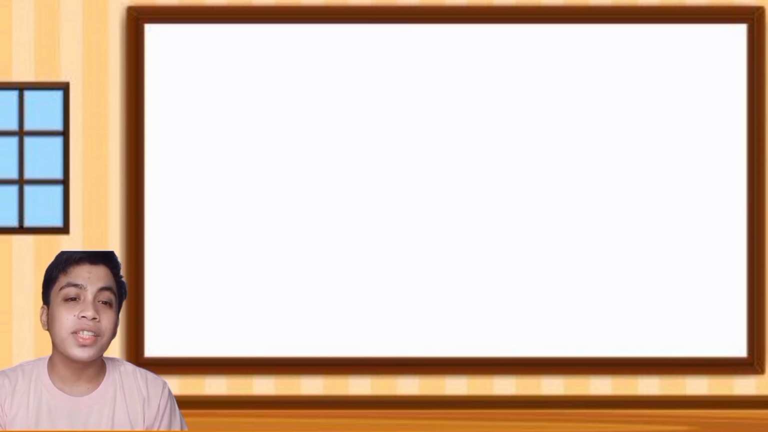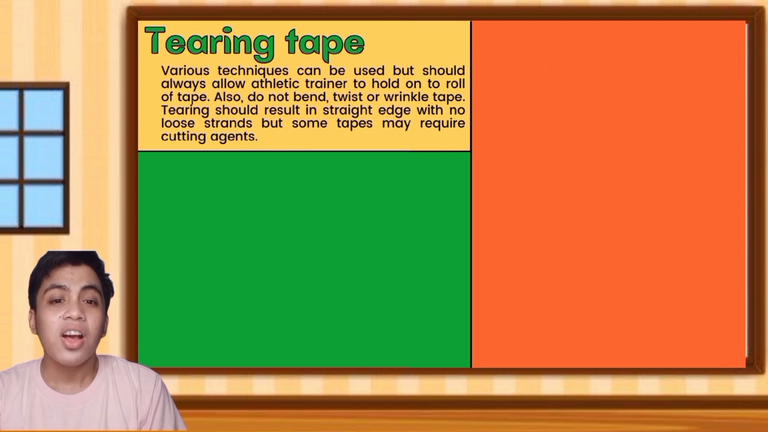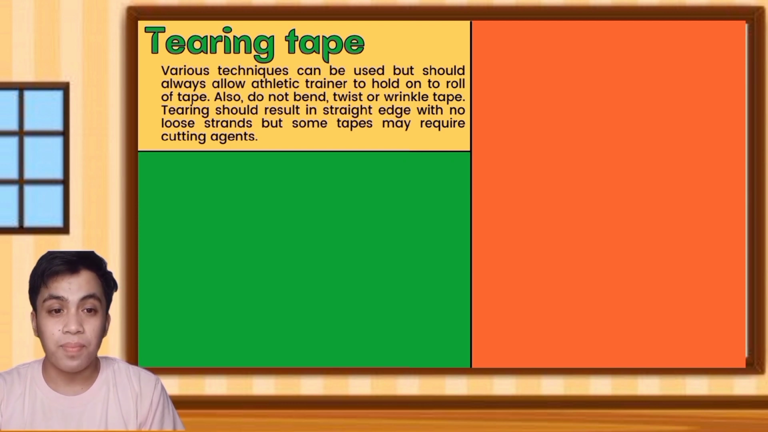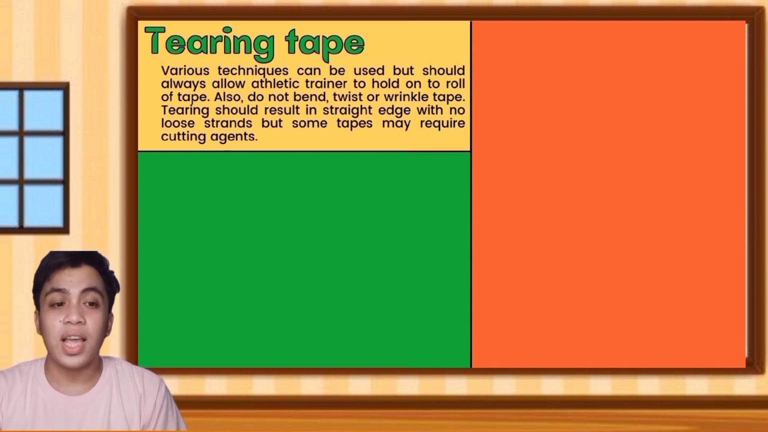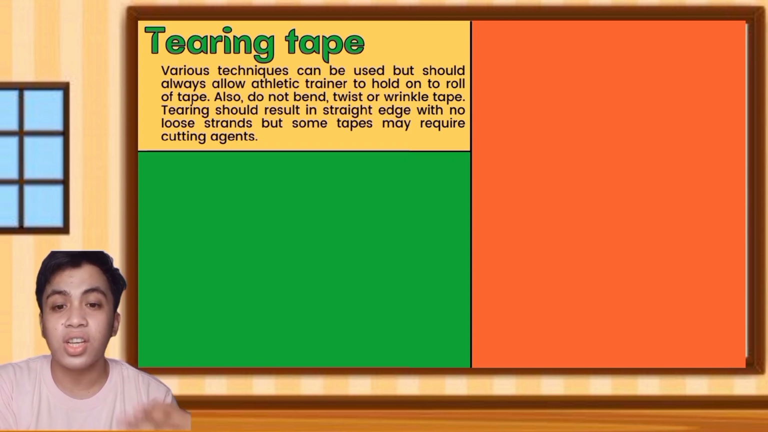Now, let us proceed to techniques on tearing tapes. According here, various techniques can be used, but we should allow the athletic trainer to hold on and roll the tape. Then, an athlete should remember to not bend, twist, or wrinkle the tape, because we should make sure that the tearing of tape should result in a straight edge. That is why some require cutting agents.